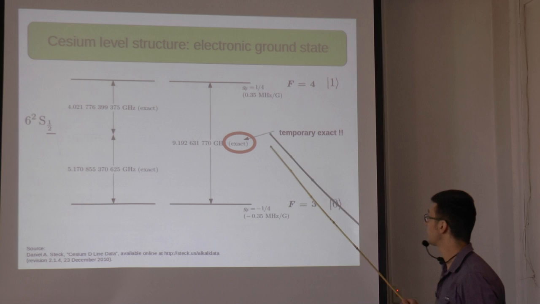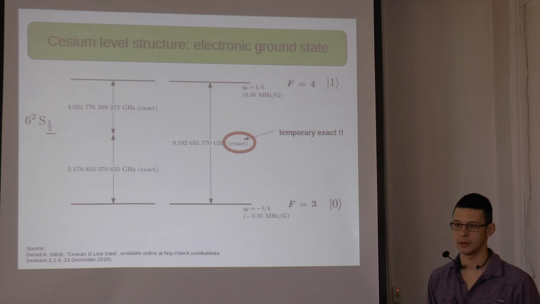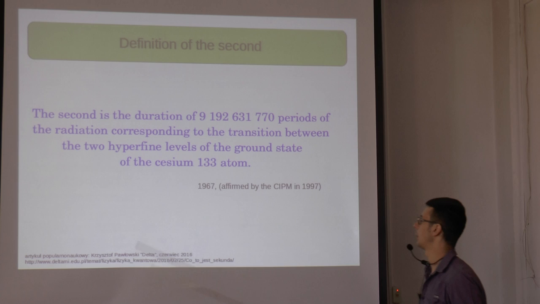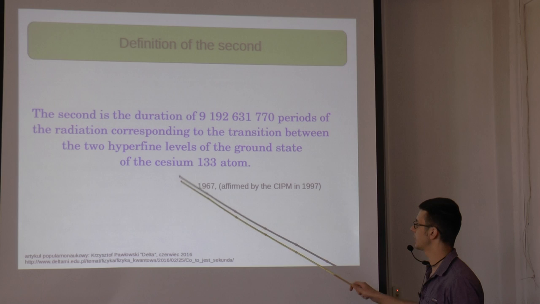Exactly, and this is temporarily exact because this number comes from the definition, and if the definition of the second were changed, then it would no longer be exact. This is just our unit of frequency, which serves as a unit of energy for these transitions. What is this definition of the second? The second is the duration of, this is a long number, periods of the radiation corresponding to the transition between the two hyperfine levels, this F equal 3 and F equal 4, of the ground state of the cesium 133 atom.